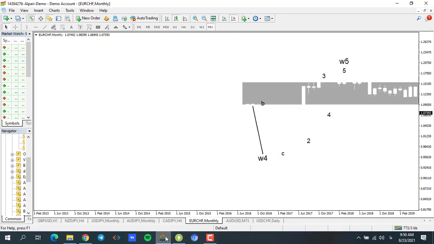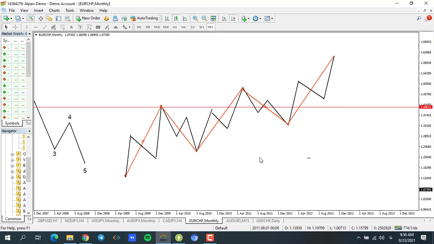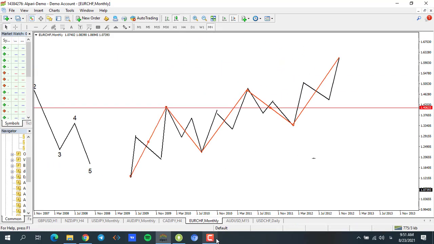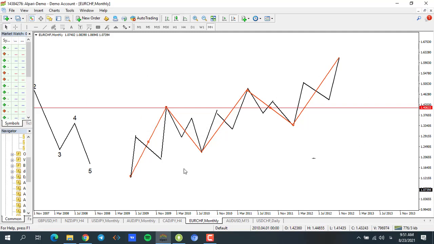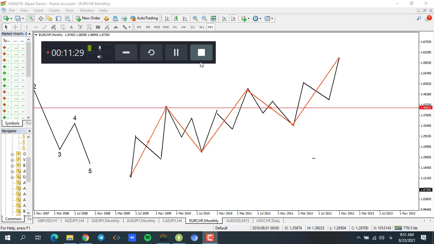In our terminal pattern, our third wave is usually shorter than our first wave, and our first wave is usually more than 161% of the third wave. Let me think if there is something else I want to tell you. Diagonal pattern. No, I think we are good.